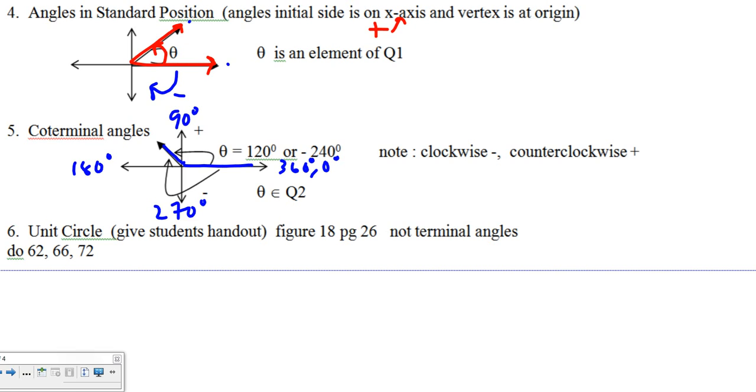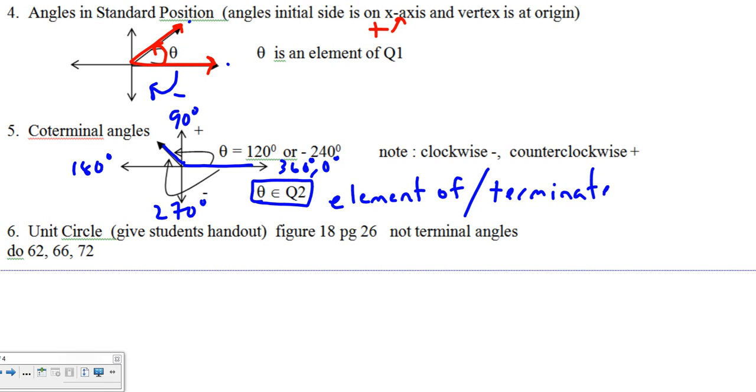So the coterminal angle of 120 degrees is negative 240 degrees. And this notation right here is going to come up in the book. They have a little e there, and that means element of, or terminates. So that's just a fancy way of saying that theta ends in quadrant 2, which is what he's doing: quadrant 1, 2, 3, and 4.